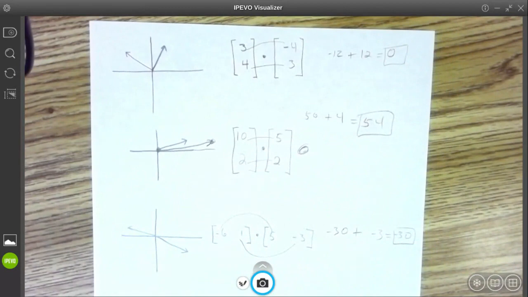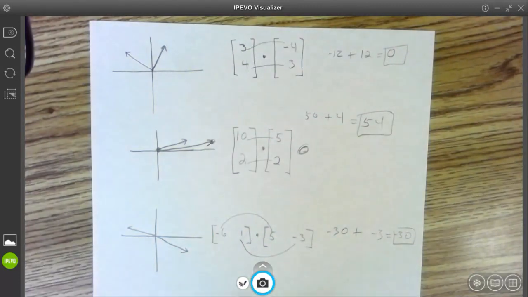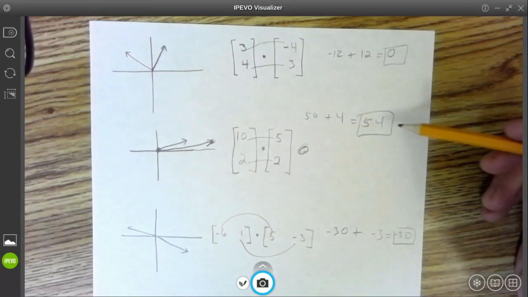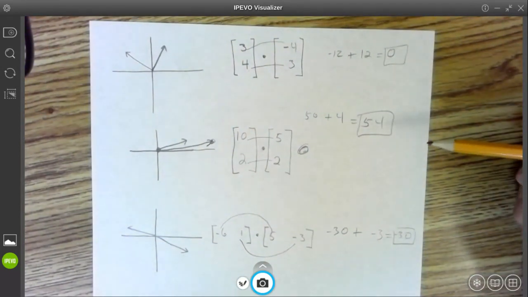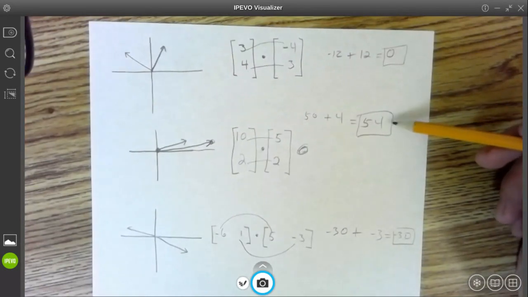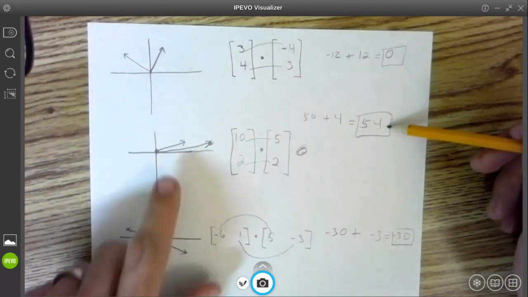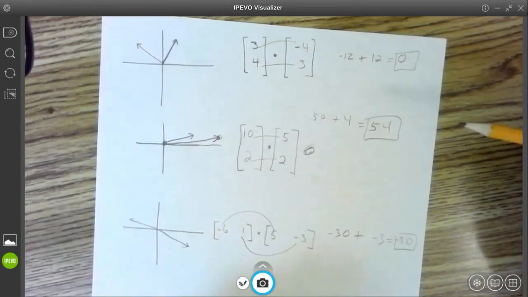But here's what we need to notice. Remember, dot products give you an idea for how much they are pointed in the same direction. And I really am simplifying this. There's more to this than just these numbers that you see here. The way it works is when the dot product is positive, like 54, the arrows are pointed in the same direction.